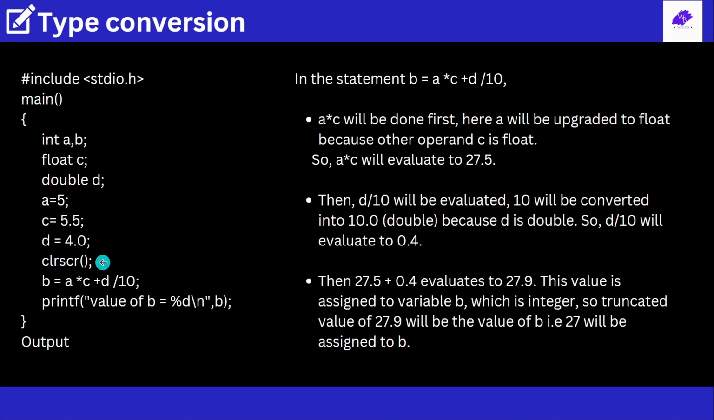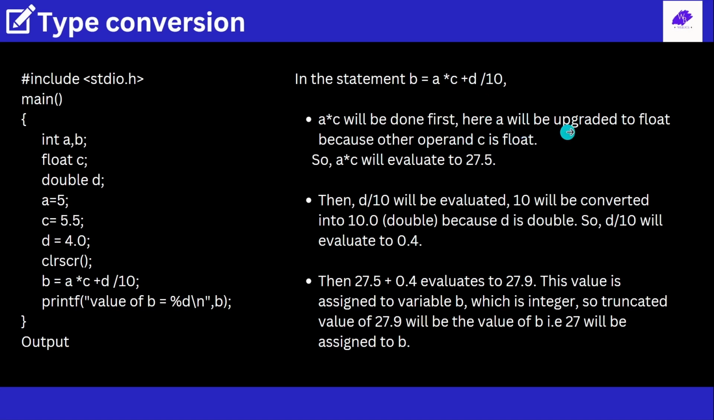It will clear all the previous output in the terminal. And next the expression is given, that is b equal to a into c plus d upon 10. So as per the precedence and associativity, first of all a into c will be done, and then d upon 10 will be performed, and then the addition of both will occur. So in this statement, b is equal to a into c plus d upon 10. A into c will be done first, as we have discussed.